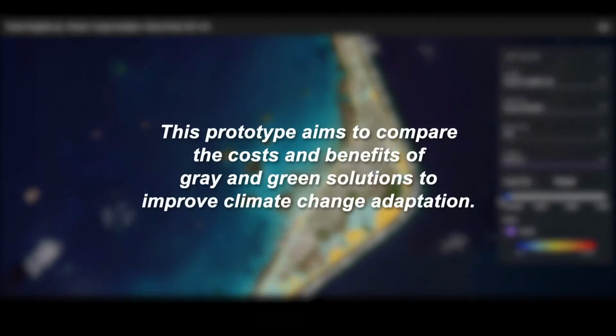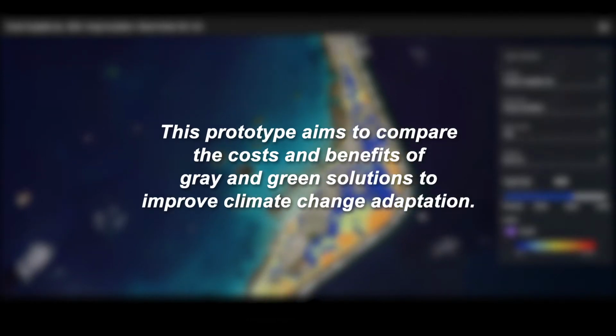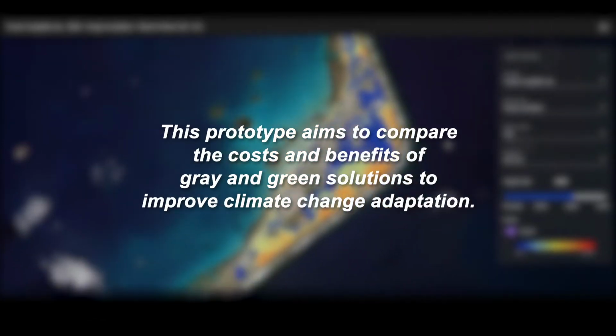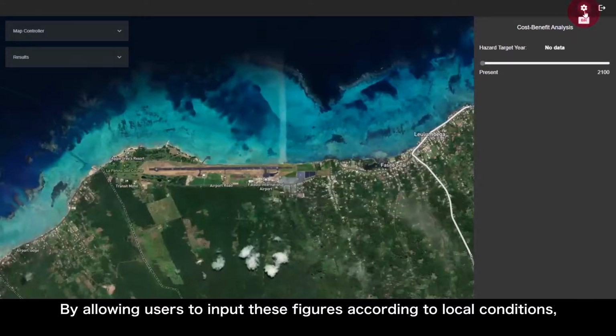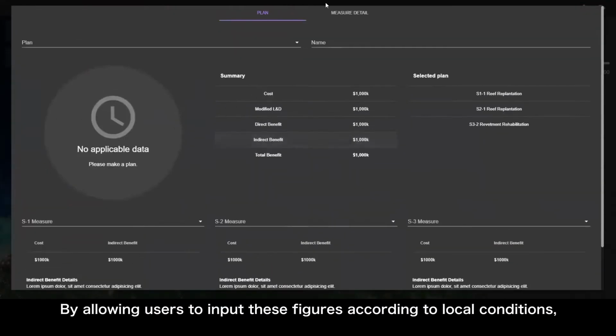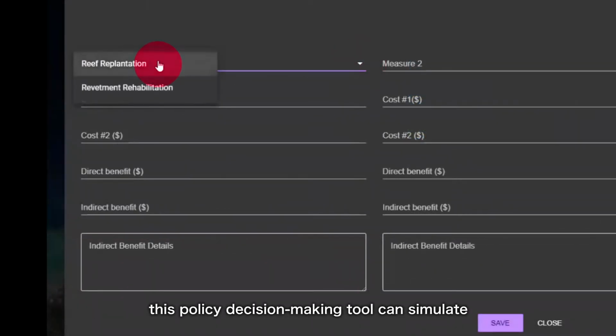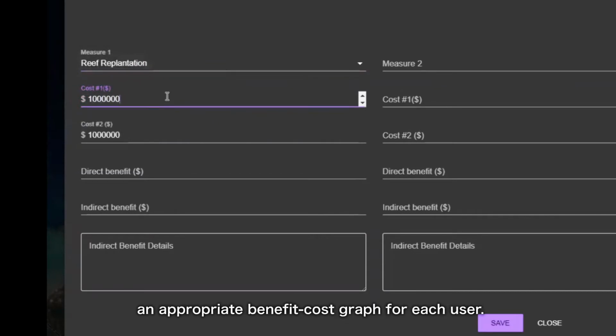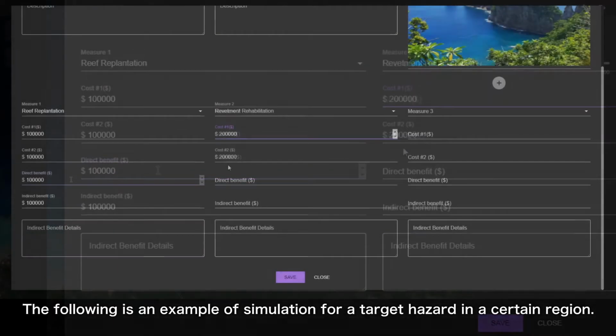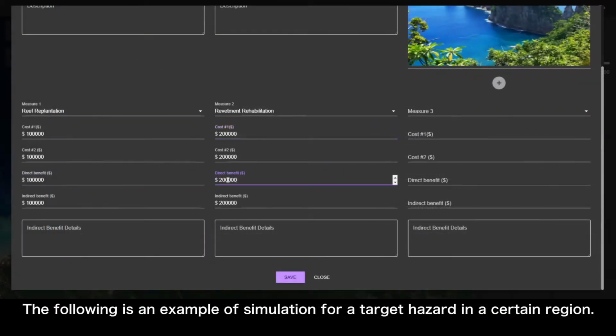This prototype aims to compare the costs and benefits of gray and green solutions to improve climate change adaptation. By allowing users to input these figures according to local conditions, this policy decision-making tool can simulate an appropriate benefit-cost graph for each user. The following is an example of simulation for a target hazard in a certain region.